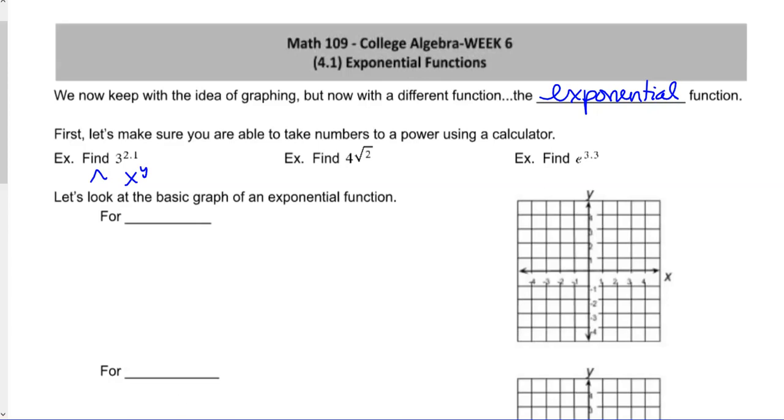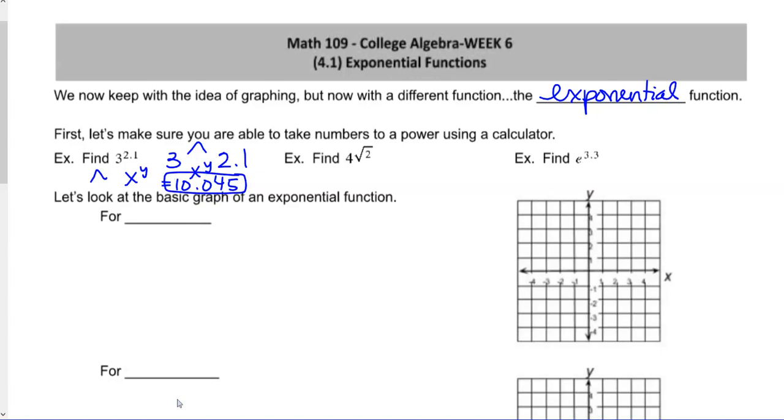If you end up having a one-line calculator, I think the same steps apply. So if you do 3 and then your caret or your x to the y button, and then 2.1, you should end up getting what that is equivalent to, which is actually 10.045. I think I've rounded it to the thousandths place. But that should be the answer that you get.